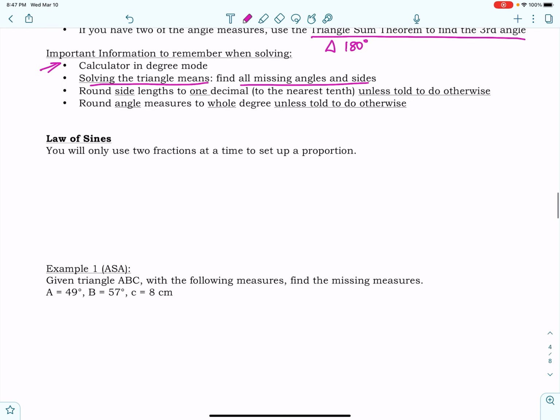As a rule, we're going to round our side measures to the nearest tenth and our angle measures to the nearest whole degree, unless you're told otherwise. So these are just our rules when you're not told how to round.